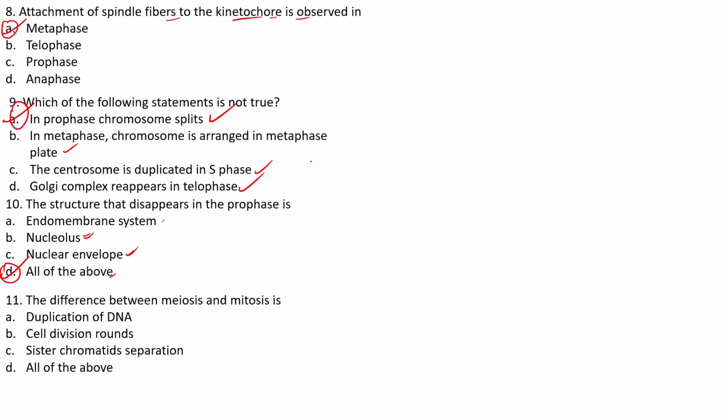The difference between meiosis and mitosis is the duplication of DNA and the cell division rounds, sister chromatid separation, or all of the above.